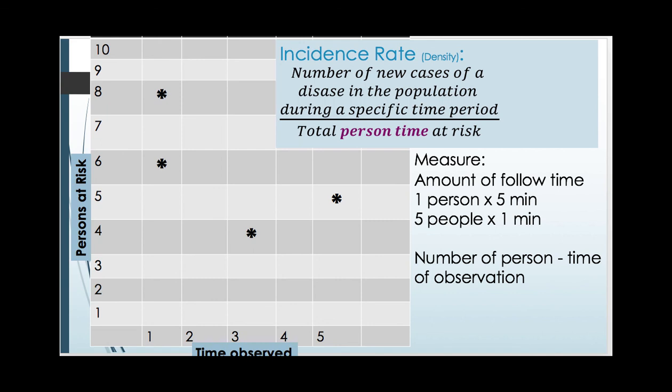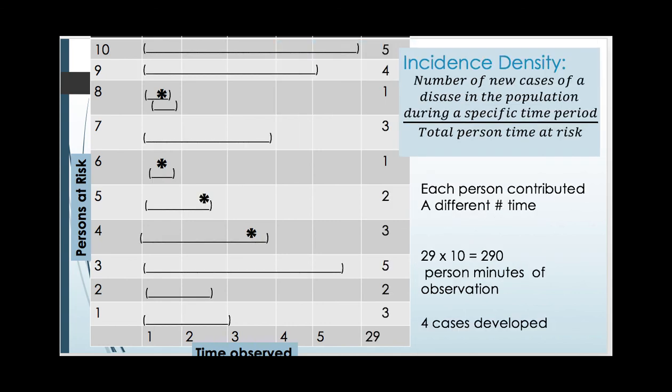What we're trying to do is come up with the number of people per time of their observation, which gives us a closer look at what's going on with our disease. So our incidence rate, or our density, is the number of new cases of a disease in a specific population during a time period over the total person time at risk. Person time is the number of people times the time of their exposure.